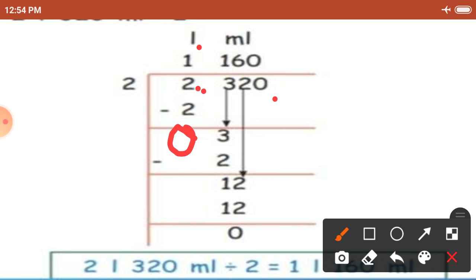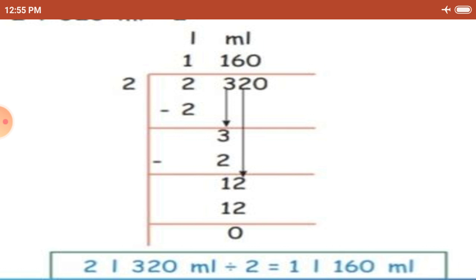Next number, take it, you will get 12. Now 2 6s are what? 12. So 12 minus 12 will actually get us what? 0. And the next number is what? 0. So 2 0s are what? 0. So in quotient's place what you got? 1 in liters place and 160 in milliliters place. So the answer for 2 liter 320 milliliter divided by 2 is equal to 1 liter 160 milliliter.